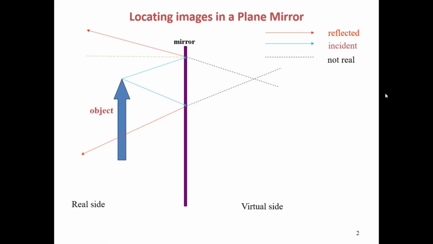So to simplify things, we also look at the bottom of the object and we do the same thing. We'll take an incident light ray coming in and it reflects off, and we'll have another one because we have to have two.